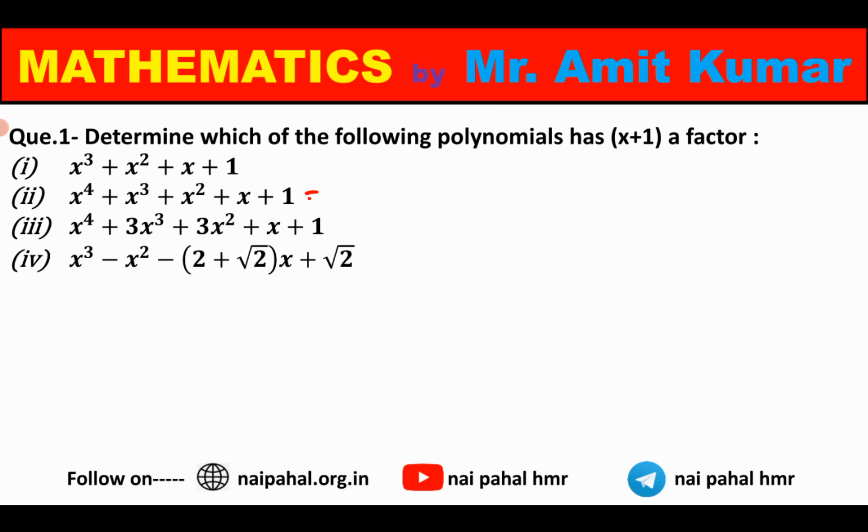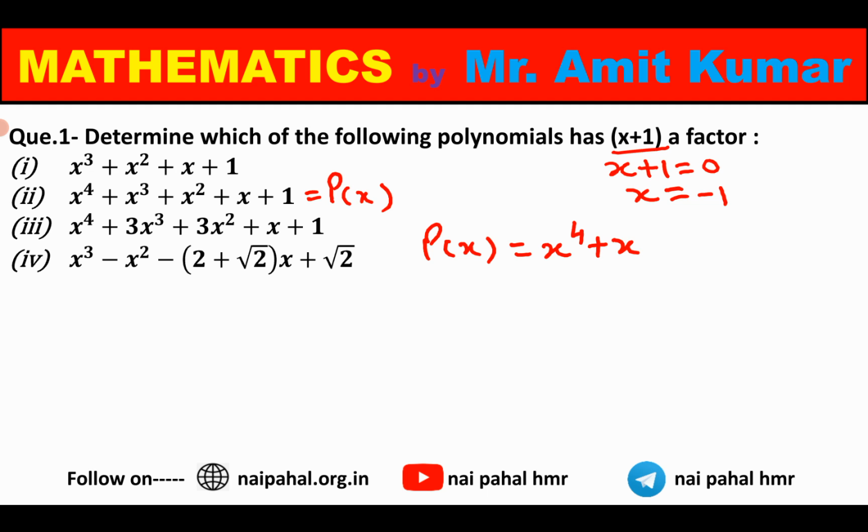Here we have x to the power 4 plus x to the power 3 plus x to the power 2 plus x plus 1 as the polynomial. Here also we have to determine whether this is a factor or not. If it is a factor, then x plus 1 equals 0, and we have the value of minus 1. So just write p(x), the polynomial given as x to the power 4 plus x to the power 3 plus x square plus x plus 1.